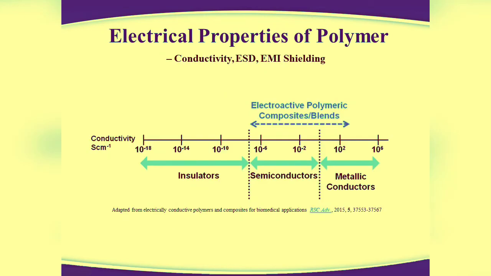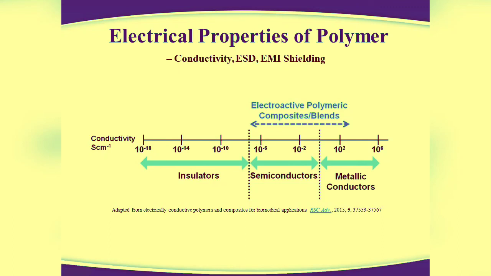Polymeric materials significantly differ from metals in their electric properties. Unlike metals, majority of polymers are insulators, that is, they do not allow transfer of electrons. Due to their insulating nature, polymers have wide range of applications.